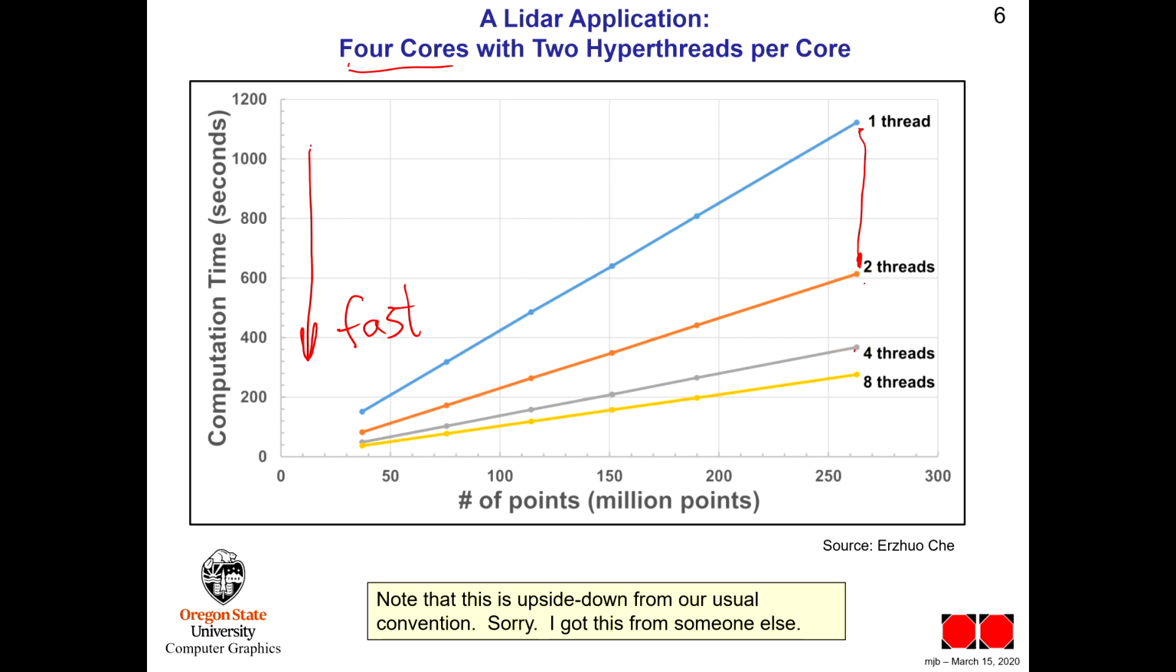1 thread to 2 threads gets you a lot. 2 threads to 4 gets you a lot. 4 to 8 in this case only gets you a little. But it's significant. And so in this case, if you happen to have 4 cores with hyperthreads, turning on 8 threads really did make a reasonably significant difference.